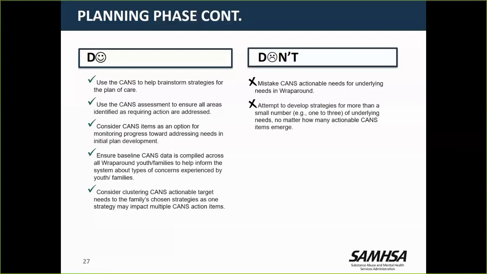Nonetheless, that information can be useful as you do your work in wraparound, but we are going to base our planning around those priority underlying needs, those holes in the heart that lead us to do things we shouldn't and not do things we should.